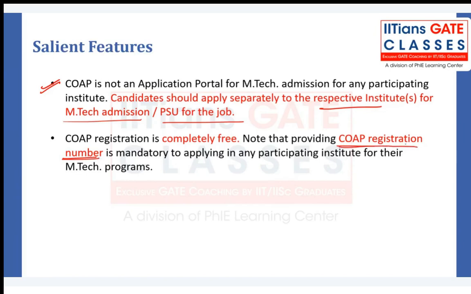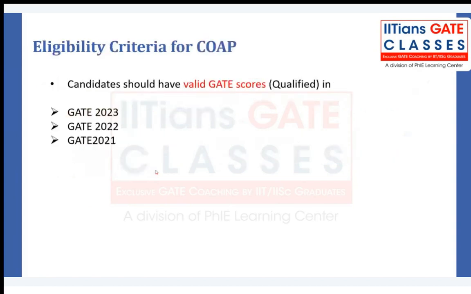COAP registration number is mandatory to apply in any participating institute for the MTech program. So suppose you have registered yourself here. I will be discussing how to register yourself in COAP. You will get one COAP registration number. That number you have to submit in different participating institutes, such as the 24 participating institutes I have told you. So what is the eligibility criteria?